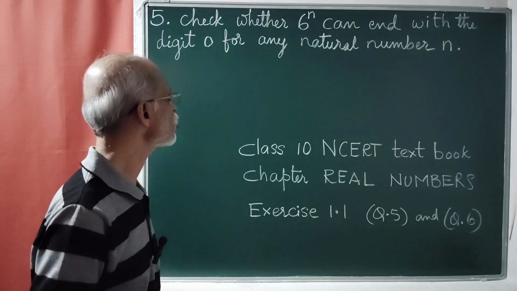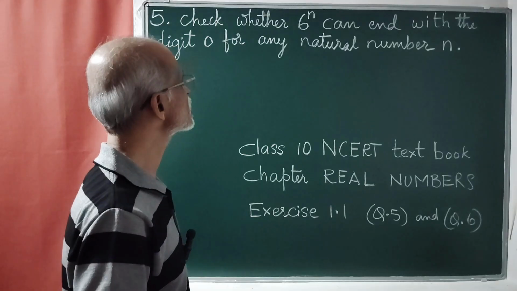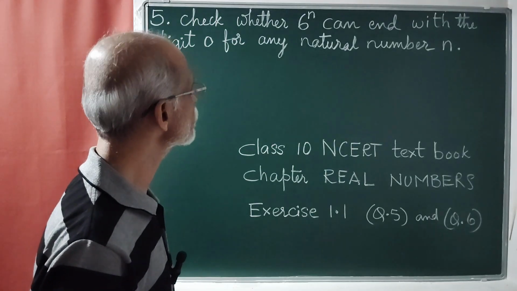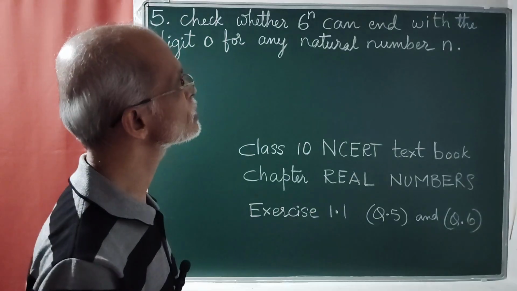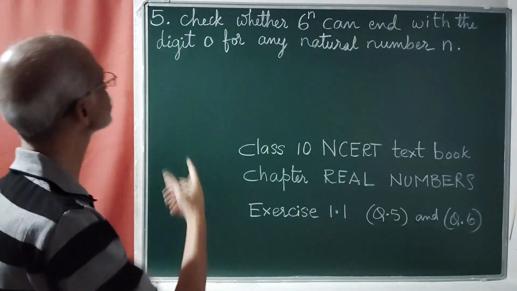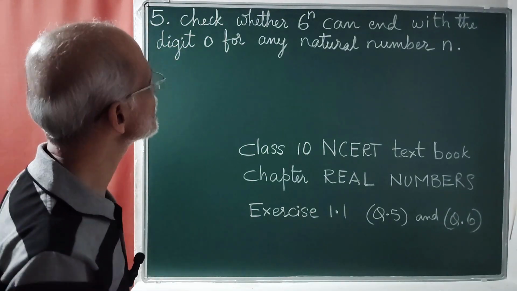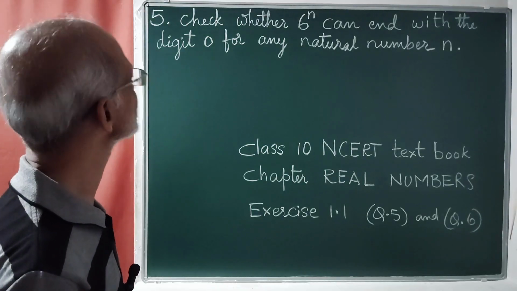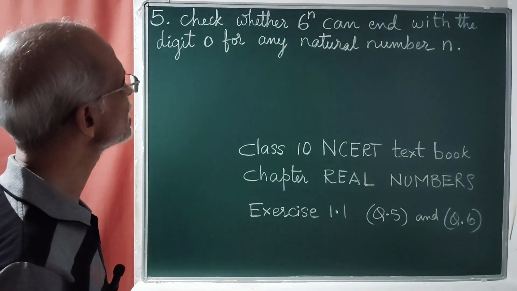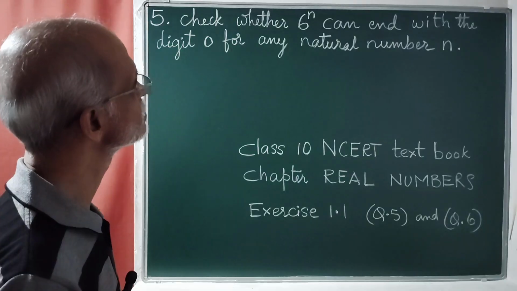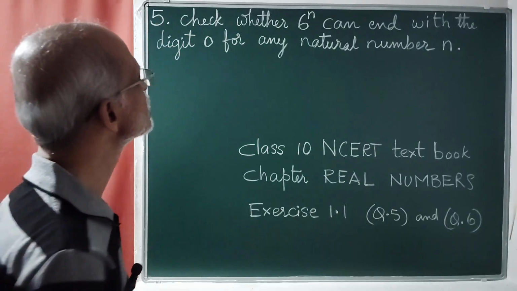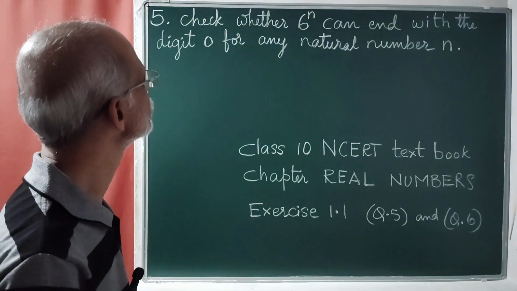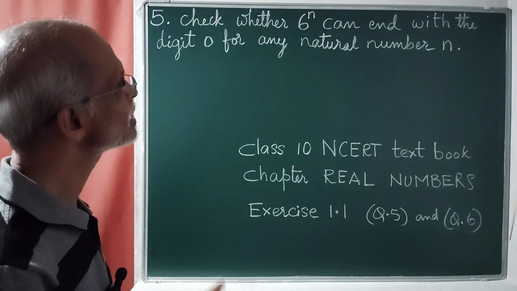In this class, we'll solve sums from class 10 NCERT textbook, chapter Real Numbers, exercise 1.1, question 5 and question 6. The question is, check whether 6 to the power of n can end with the digit 0 for any natural number n. So to check whether 6 to the power of n can end in digit 0 for any natural number n.